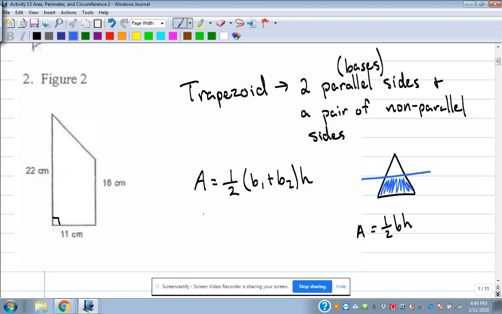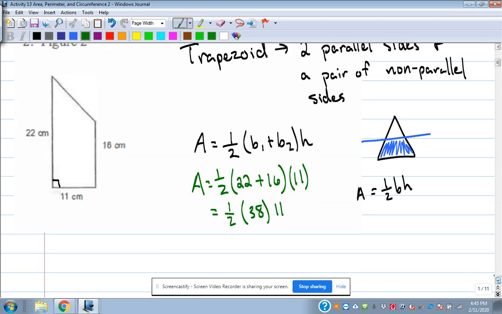All right, so for this one, we're going to plug in the stuff we know for this trapezoid. Base 1, it doesn't matter which one you call base 1, which one you call base 2. I'm going to do the 22 is base 1, the 16 is base 2, and the height is 11. And I'm working that out. 1/2 times 38 times 11 ends up being 11 times 7 or times 418, and centimeters squared again. That's what the dimensions are in. So that's the area of that trapezoid.